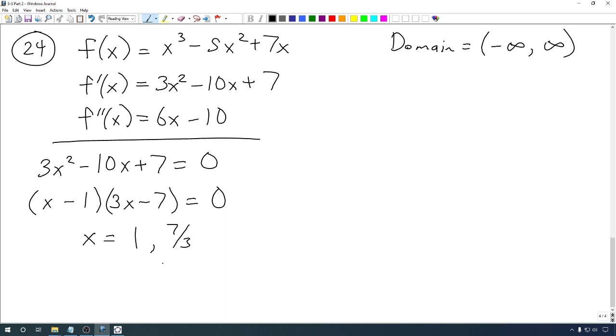And we don't need to make a number line because we're using the second derivative test. We actually are looking at what the second derivative is at these two particular numbers. What is the second derivative at 1? Well, there we have 6 minus 10, which is a -4. The fact that this is negative at 1 means that we have a relative maximum.